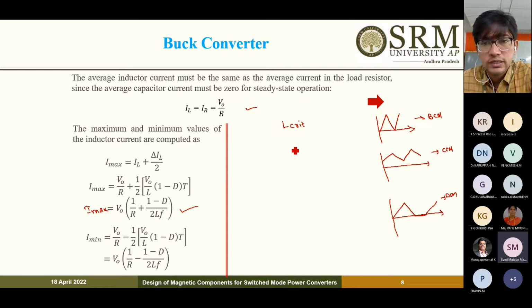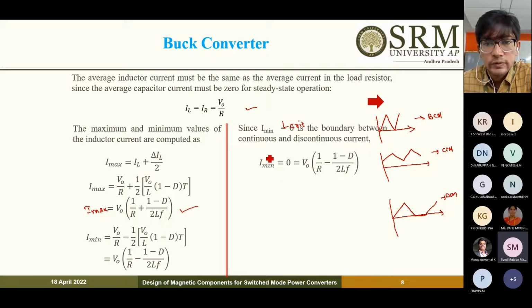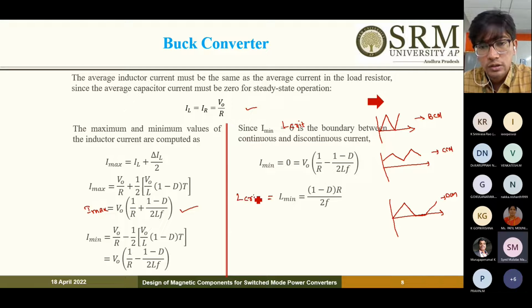If you make I minimum 0 and calculate the value, this is the L minimum. This is also called the critical value. From this we can find the critical value of inductance. Once you know the critical value of inductance, if you want to operate your converter in continuous conduction mode, L in CCM should be greater than or equal to L critical. Usually we take 1.25 times the critical value, so that the converter will operate in continuous conduction mode.